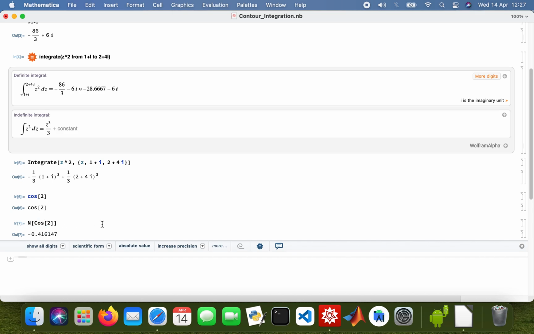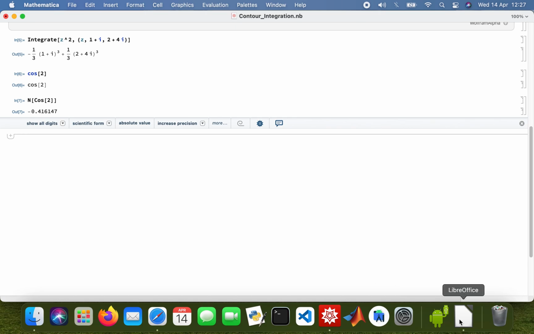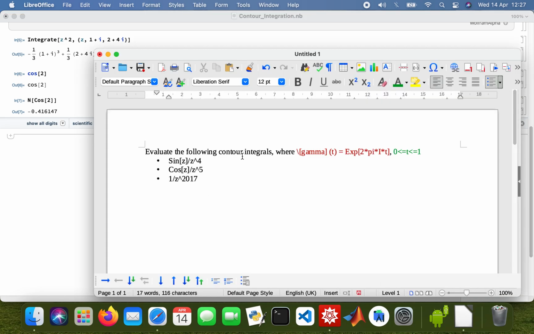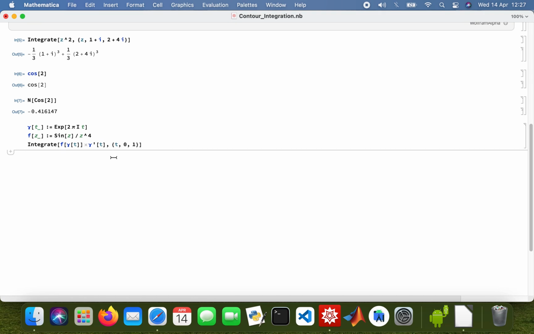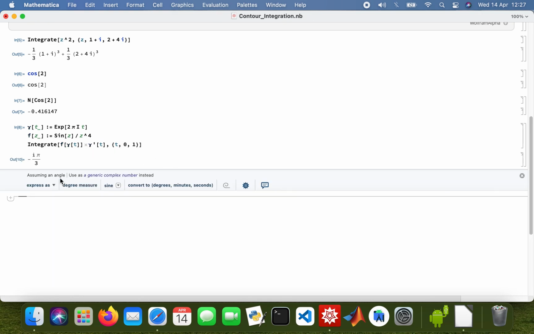Okay, right, so I'm going to evaluate the contour integrals here, where gamma of t is equal to exponential of 2 pi times i times t, on the limits of 0 to 1. And so my first function is that one there. So then I'll evaluate that. Okay, so that's our answer there.